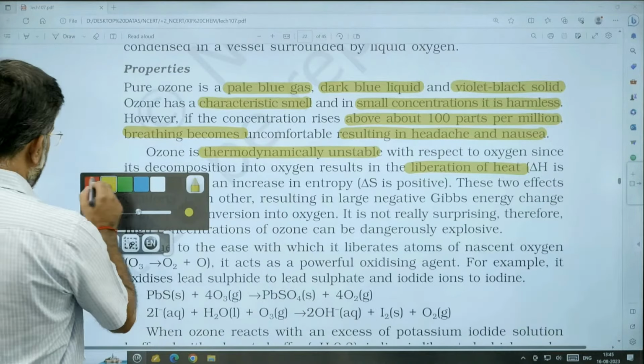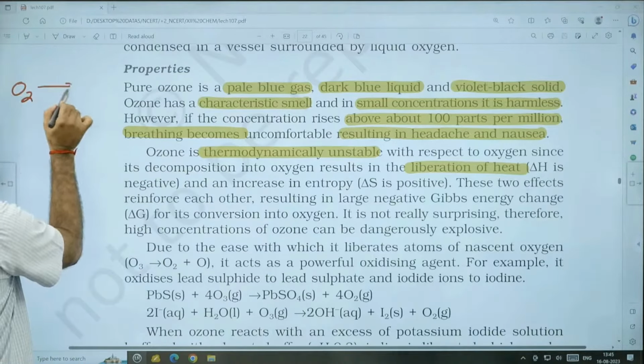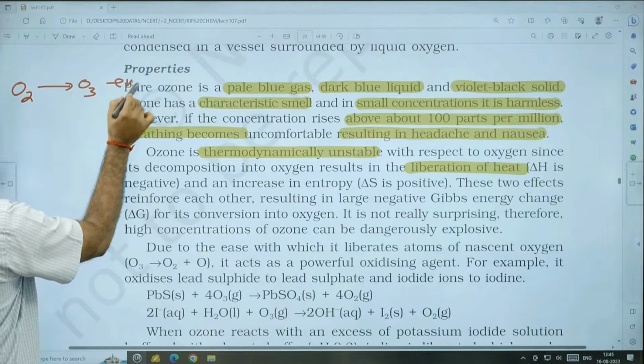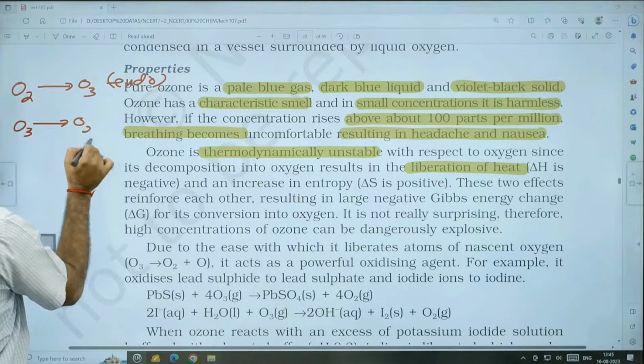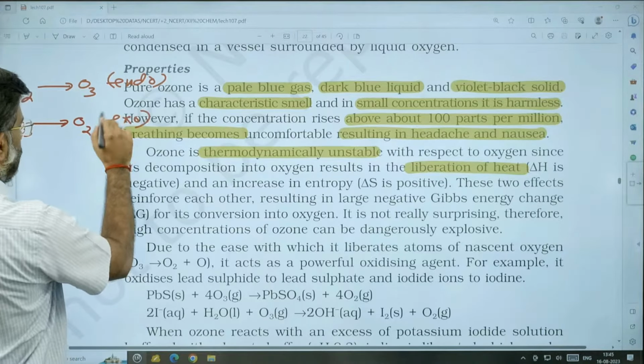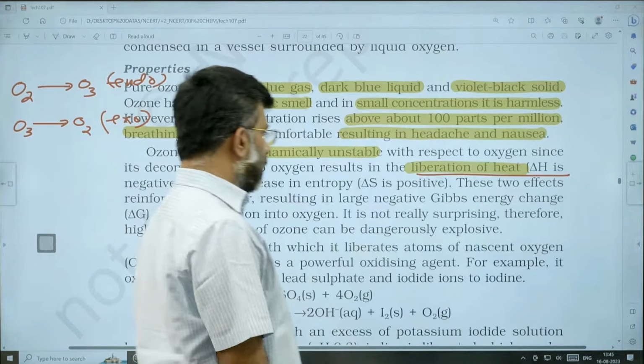You see, O2 converted to O3 is endothermic. What about decomposition of O3? O3 converted to O2, that is exothermic. So decomposition of ozone is exothermic in nature.